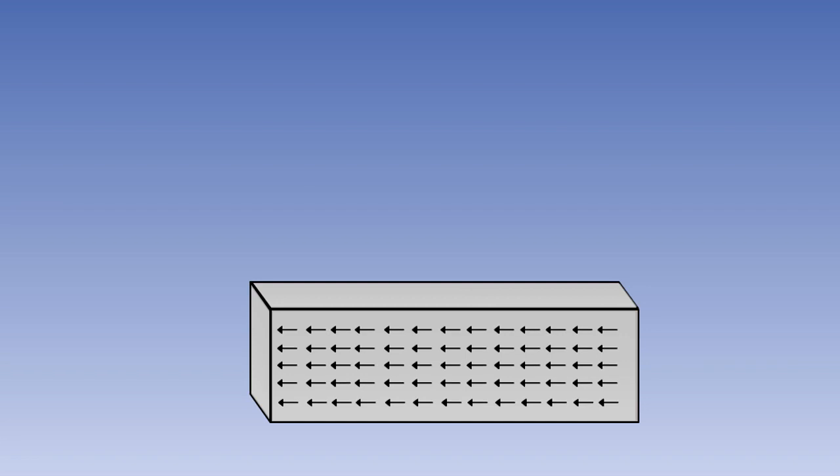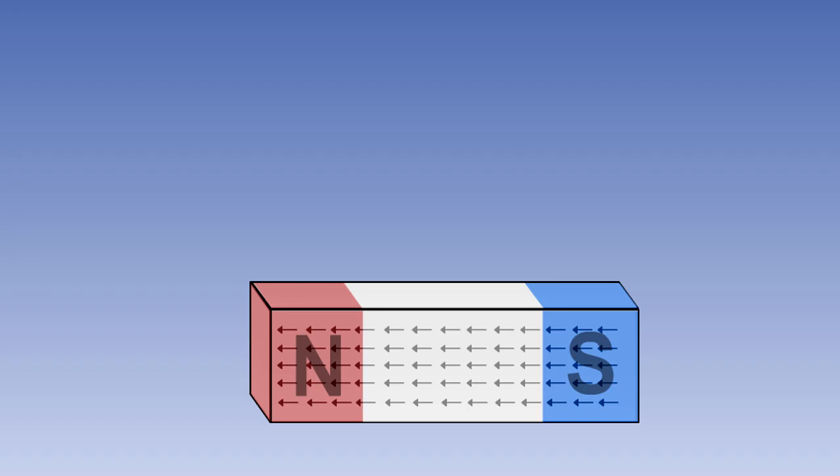A magnet where all the internal micromagnets are pointing in the same direction is said to be saturated. It cannot be magnetized anymore.